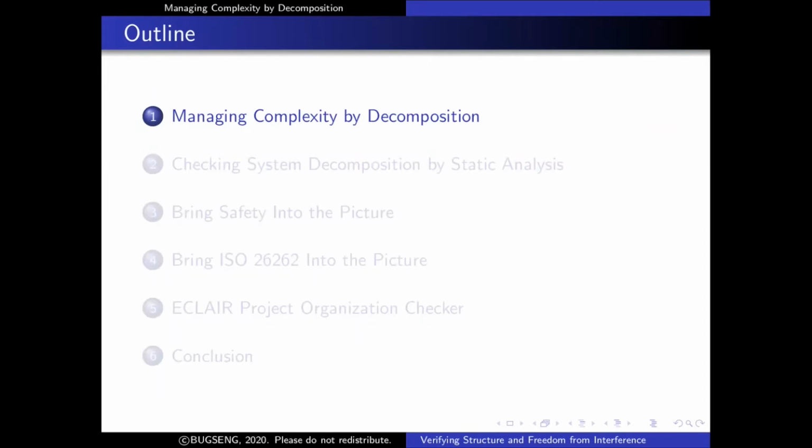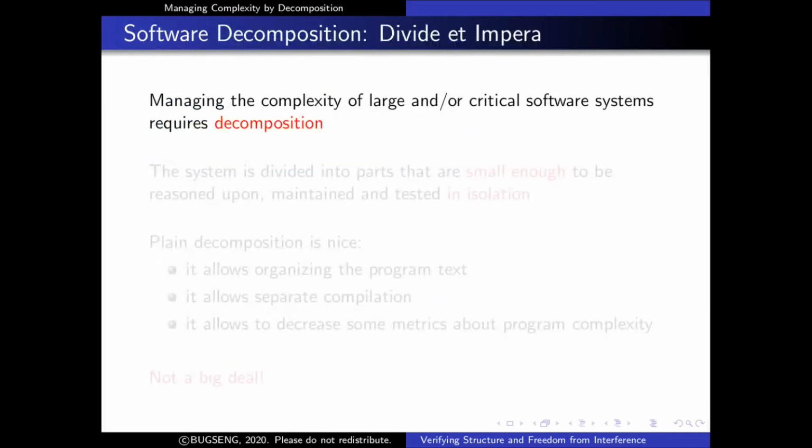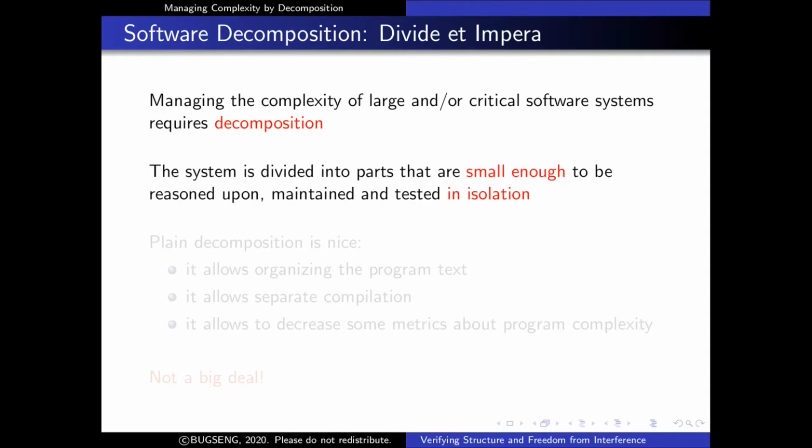Okay, so managing complexity by decomposition. This is the first part. As everybody knows, a key thing about managing the complexity of software systems that are either large or critical or both requires decomposition. Decomposition means simply that you divide the system, the software components, into parts that are small enough to be reasoned upon, maintained, and tested in isolation first of integrating them into the wider system.